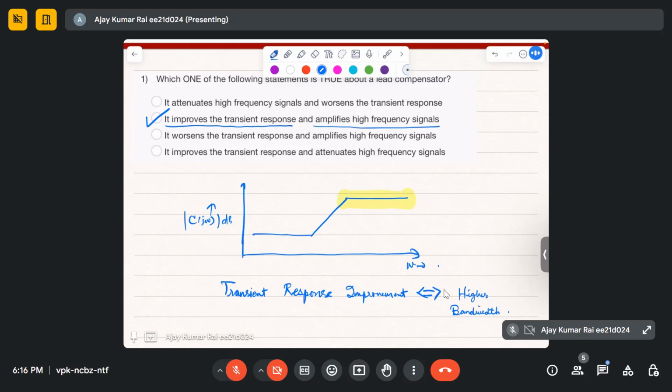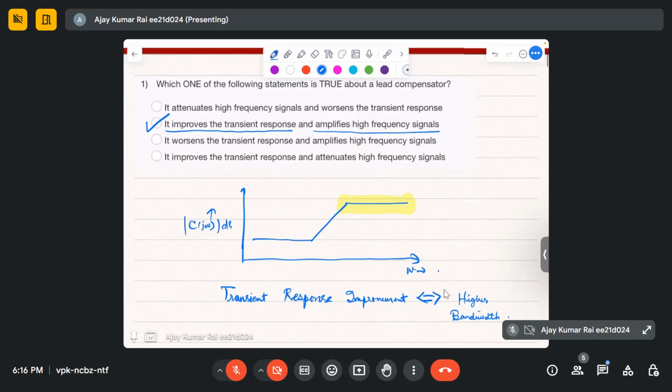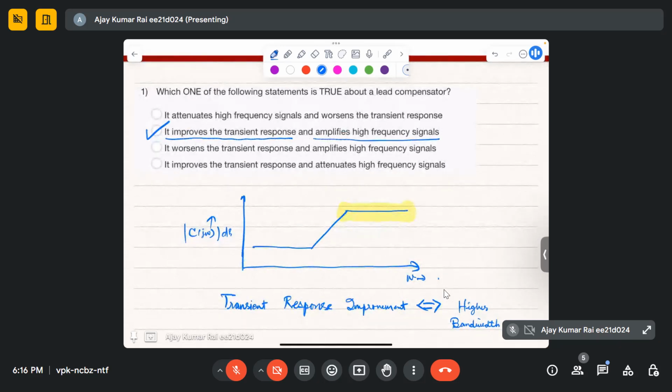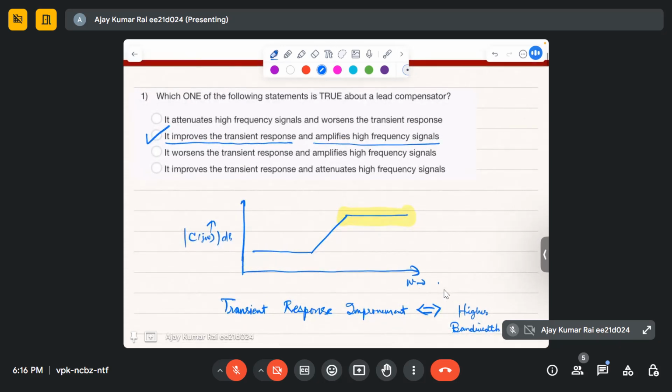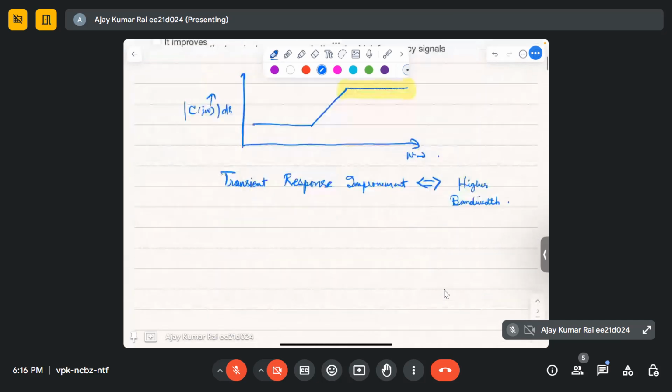It amplifies the high frequency signal, which should not be there. If we see the complete system, that means you are allowing high frequency noise to pass through the system. Any doubt in this question? So the second statement is true for the lead compensator: it improves the transient response and amplifies high frequency signal.